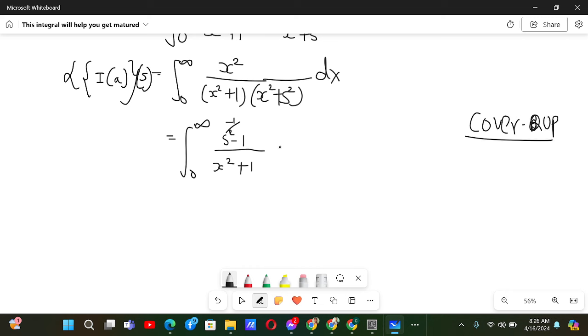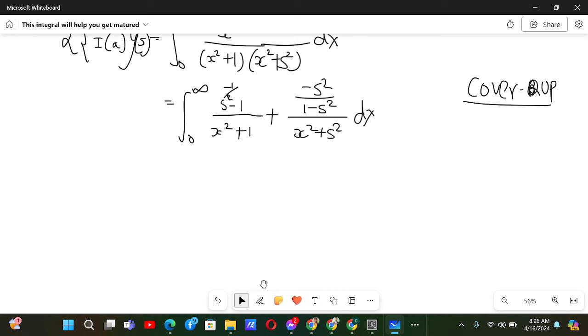And then plus, now x square plus s square. Now here we need minus s square to become 0. Substitute minus s square to all the other terms. Minus s square by 1 minus s square dx. Nice. Now after this, let's try to simplify this expression.